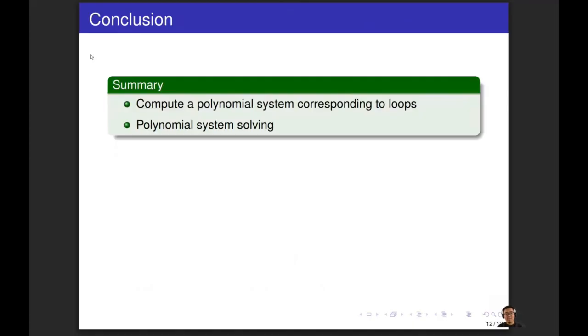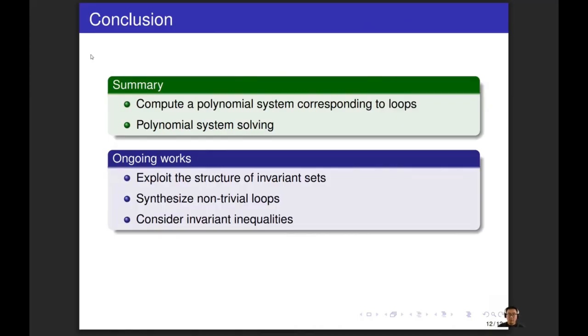Okay, now let me summarize. First, we explained a method to convert the problem of synthesizing loops that satisfy given invariants into the problem of finding a solution of a polynomial system. After that, we gave some methods to find the rational solution, which is useful because we need to find a rational solution for our polynomial system, which is constructed by our algorithm.